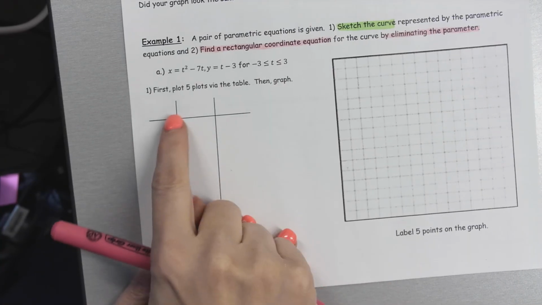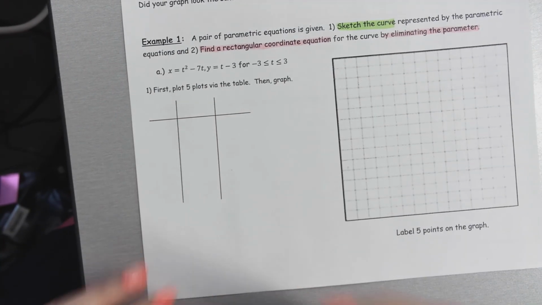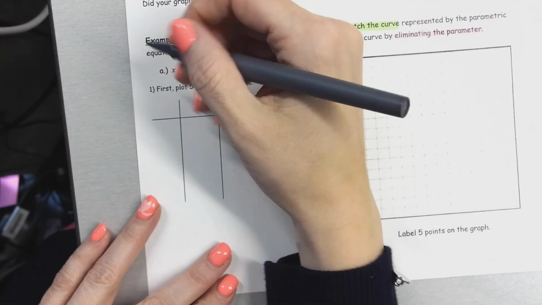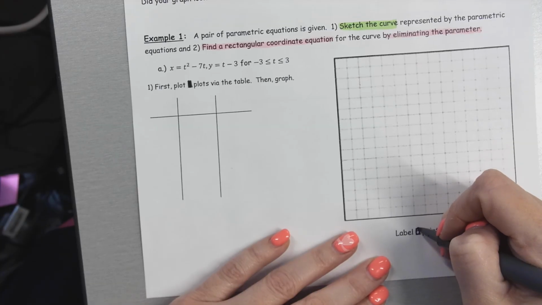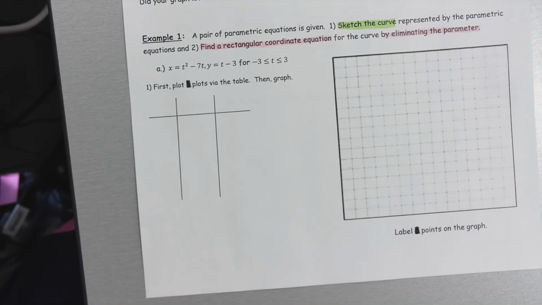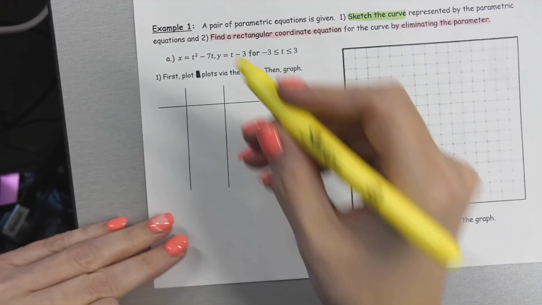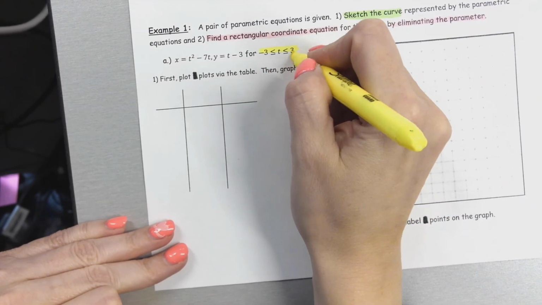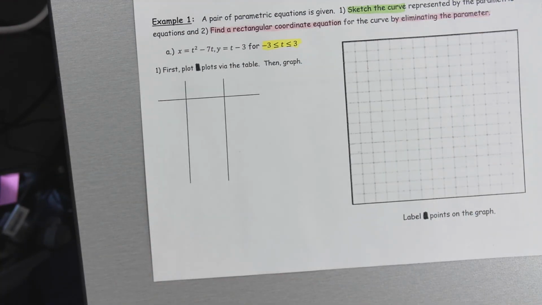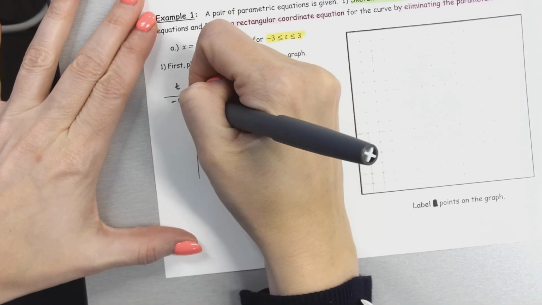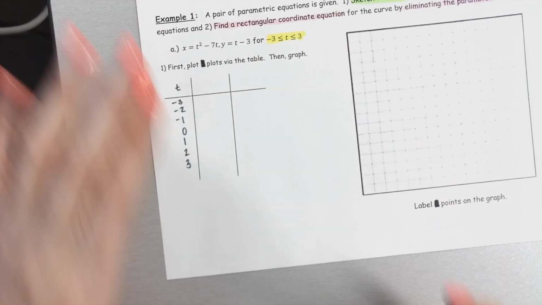Okay, and then we are going to use 5 points for the next one, but for this one, they give us a value of t, and so we're going to graph more than that so that it fits our scale. Okay, so when you're plotting the points via the table, notice here that this says -3 to 3. Okay, so your values of t are going to be -3, -2, -1, 0, 1, 2, 3.